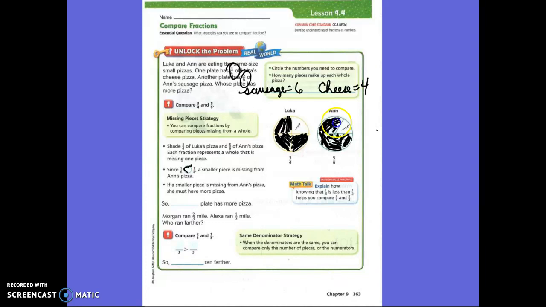Okay. She put all this black on her plate. All she had left over was this little bit. He put these on his plate, but he had left over this one. So they're saying if you have a smaller piece left over, that means the amount on her plate has to be greater. So whose plate had more pizza on it then? Anne's pizza. Because she had a smaller piece left over on the pizza pan, she must have a greater amount of pizza on her plate. All right.